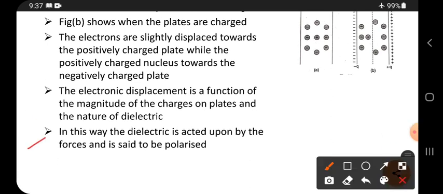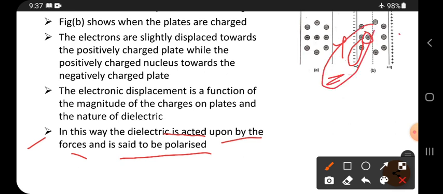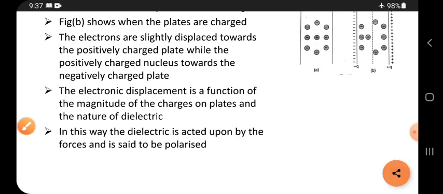In this way, the dielectric is acted upon by the forces and is said to be polarized. That is the meaning of polarization. Okay, so in this way the dielectric is acted upon by attraction forces only. Here negatively charged charges are attracting positive charges, so an attraction force is present, and this side also an attraction force is present.